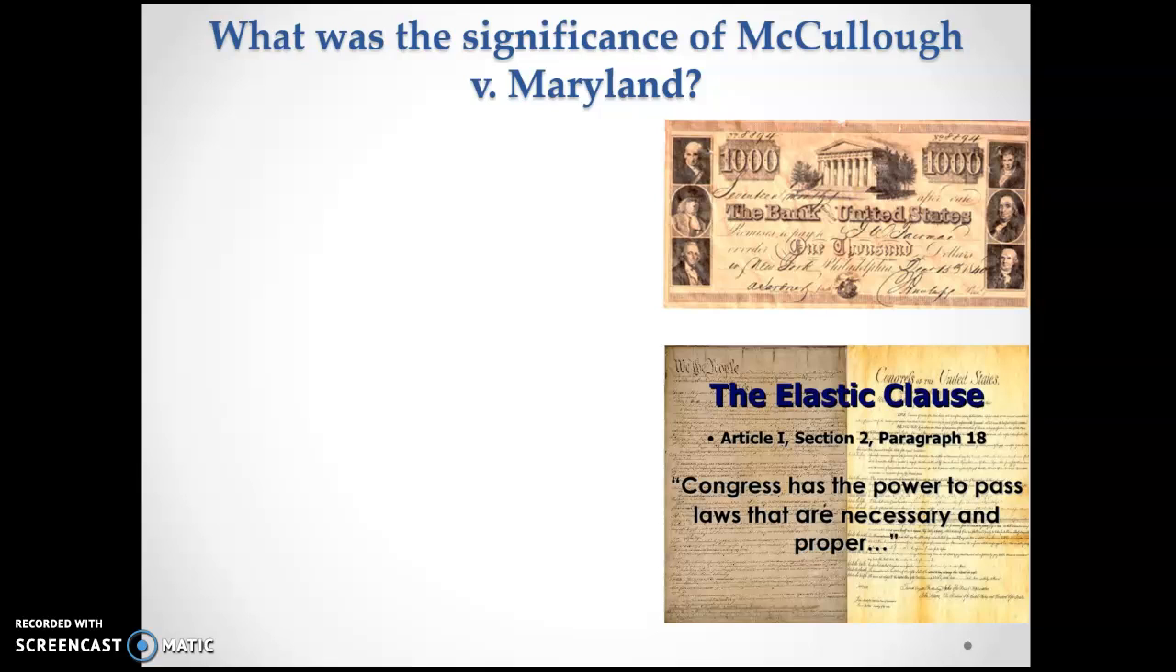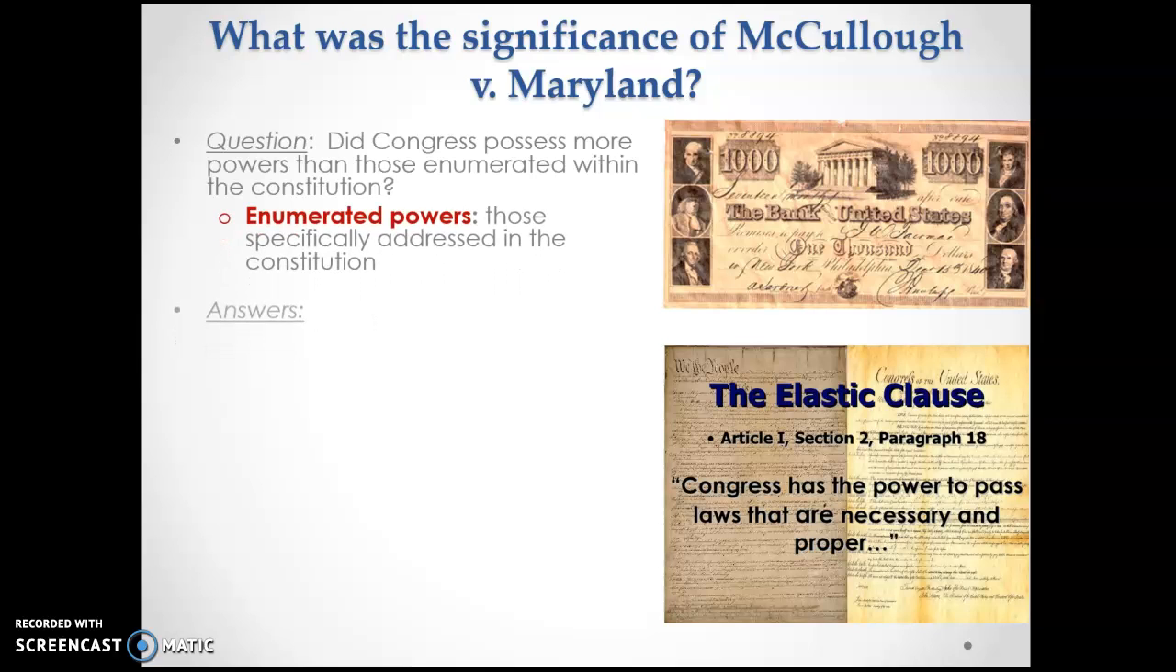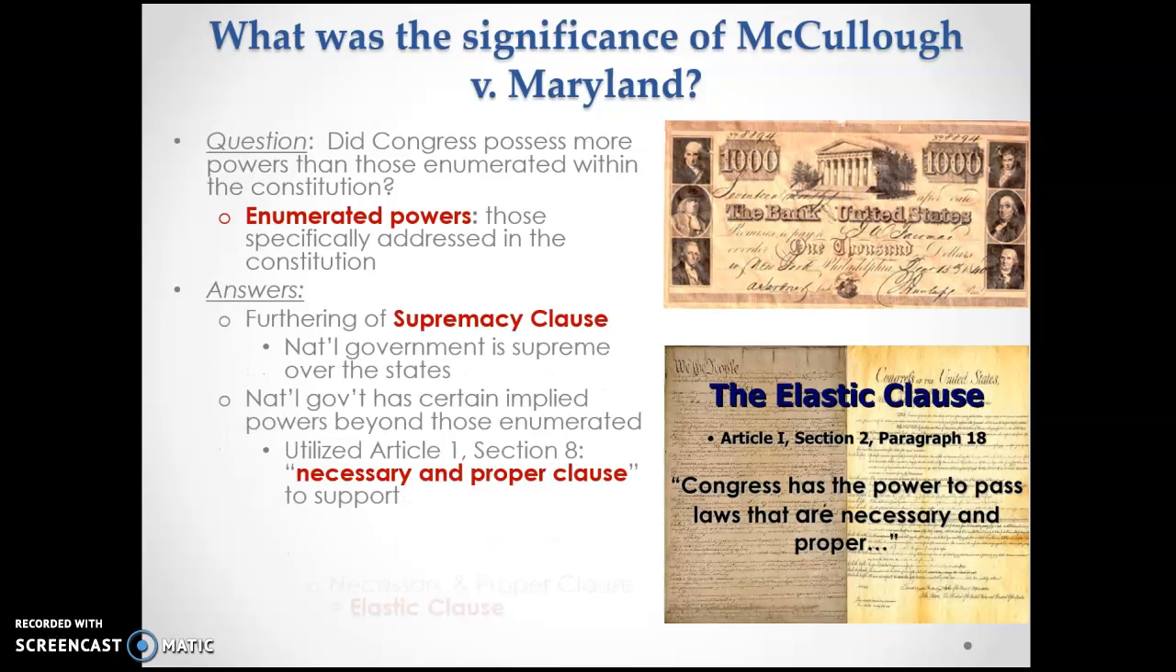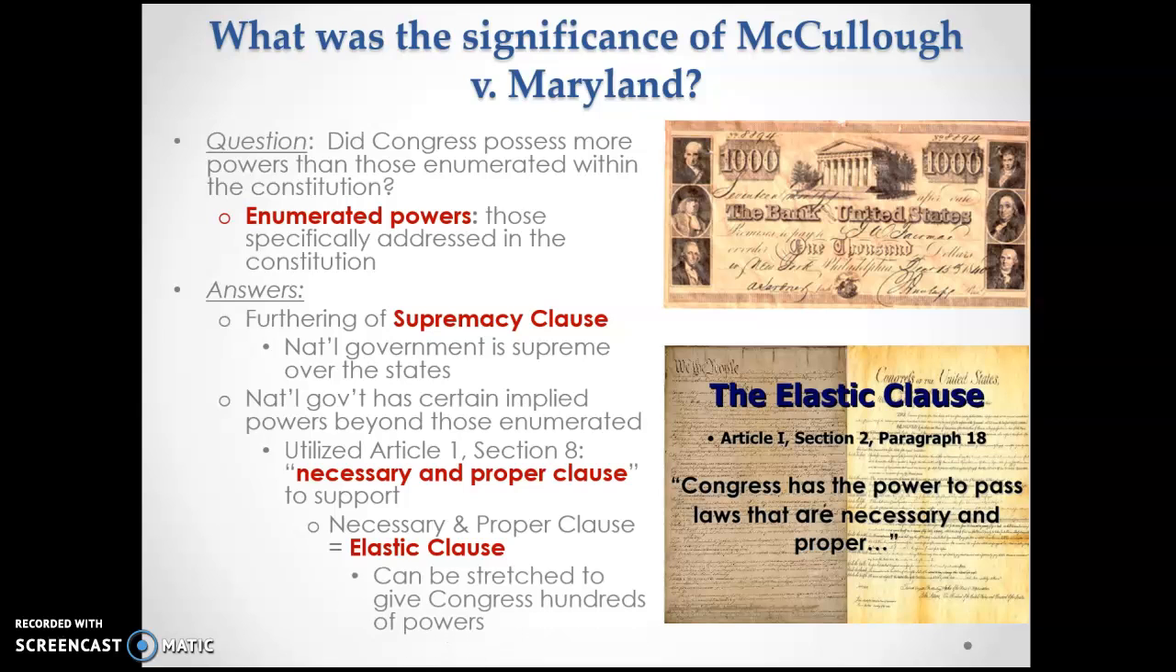So today in class, we really already looked at this, so I'm not going to spend any time on the significance of McCulloch v. Maryland. We know that it created implied powers, that basically the Constitution gives the federal government more powers than simply the ones you can point to. It also created the Supremacy Clause. They used the necessary and proper clause to justify implied powers, which is why it came to be known as the elastic clause, because it can stretch to allow a lot of different things to happen.